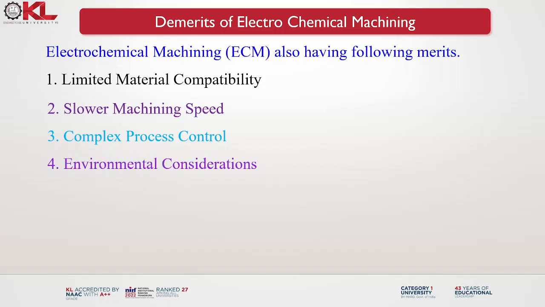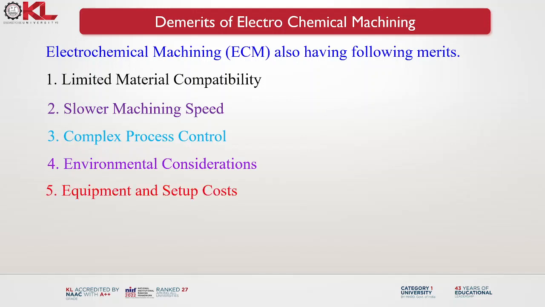Next, environmental considerations. The electrolyte used in ECM can contain chemicals that may pose environmental and disposal challenges. Some electrolytes may be toxic or hazardous, requiring proper handling, storage, and waste management practices. Compliance with environmental regulations and safety precautions is necessary to mitigate any potential risk.